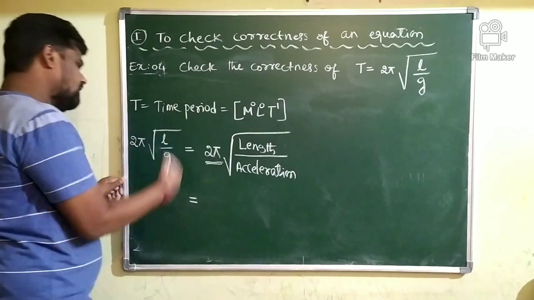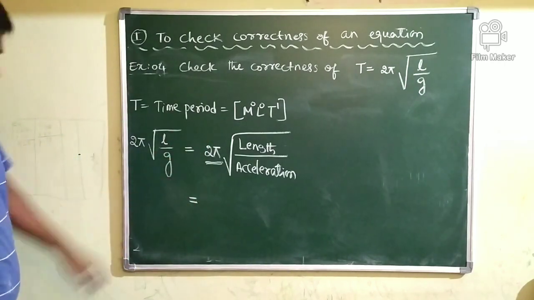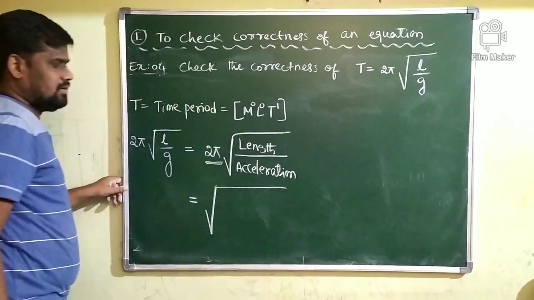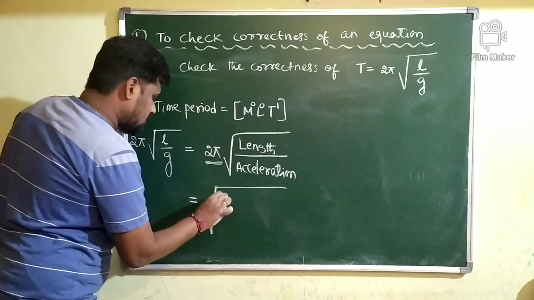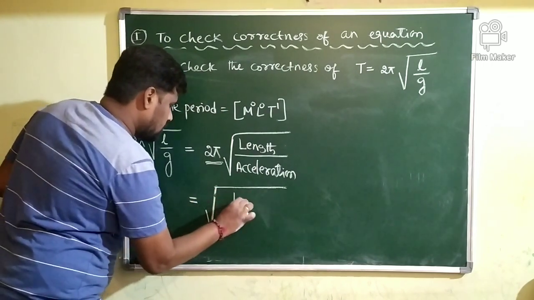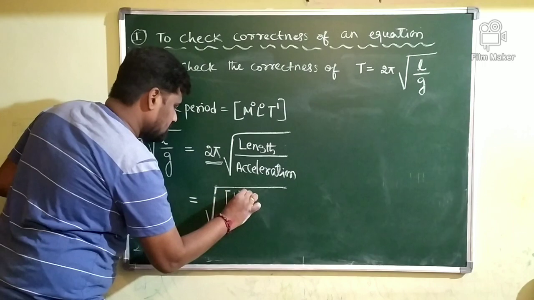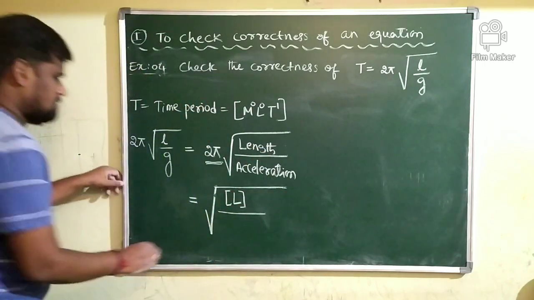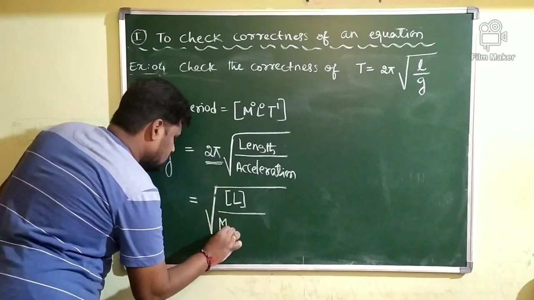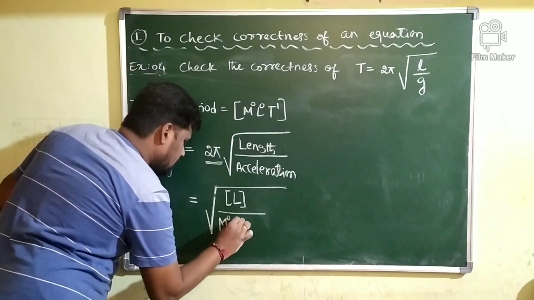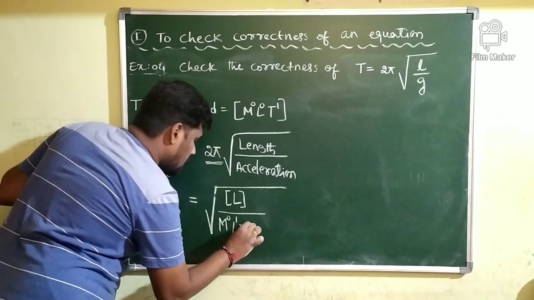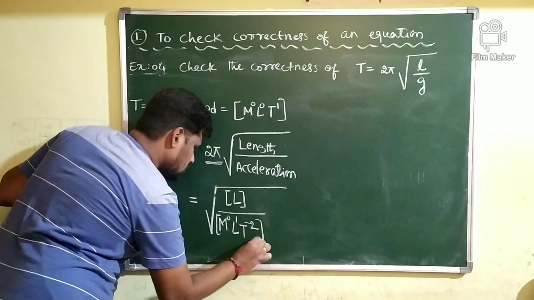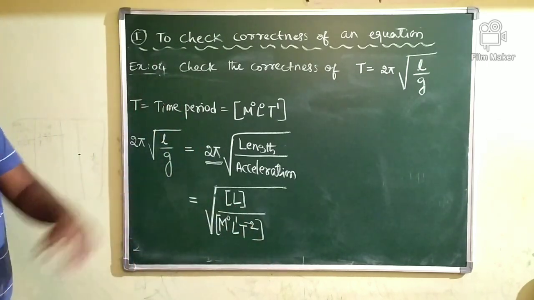2π is dimensionless. Neglect it. 2π has no dimensions, so we neglect it and keep the square root of length. What is the dimensional formula for length? The dimensional formula for length is L. Simply L, divided by acceleration. What is acceleration? m⁰ L¹ t⁻². This is the dimensional formula for acceleration.